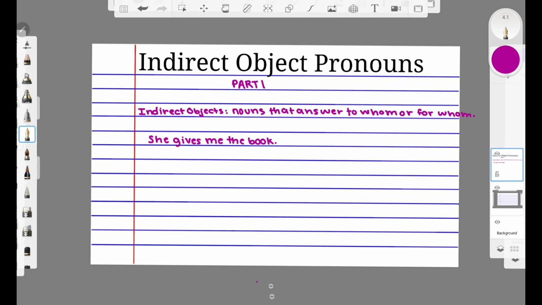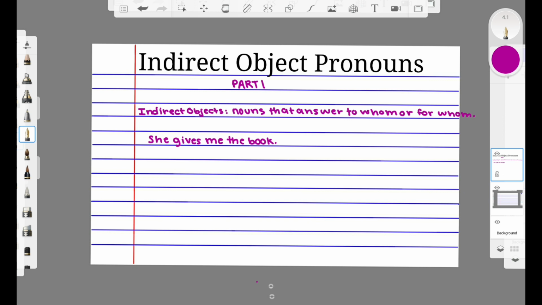If we are looking at English examples, which if you want more of, make sure to go rewatch our indirect objects video, we will be going over just a little example so that we can apply those same skills to Spanish. We have the example, she gives me the book.